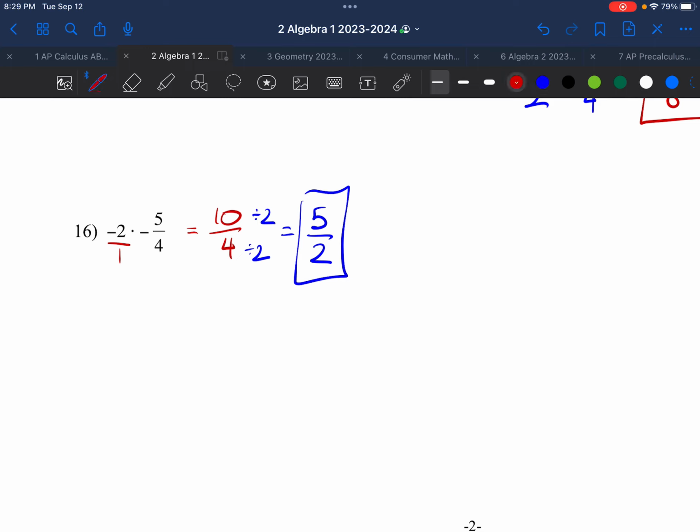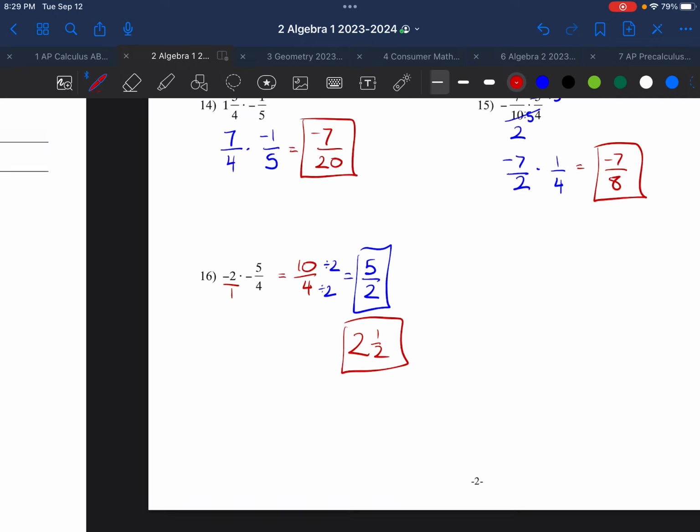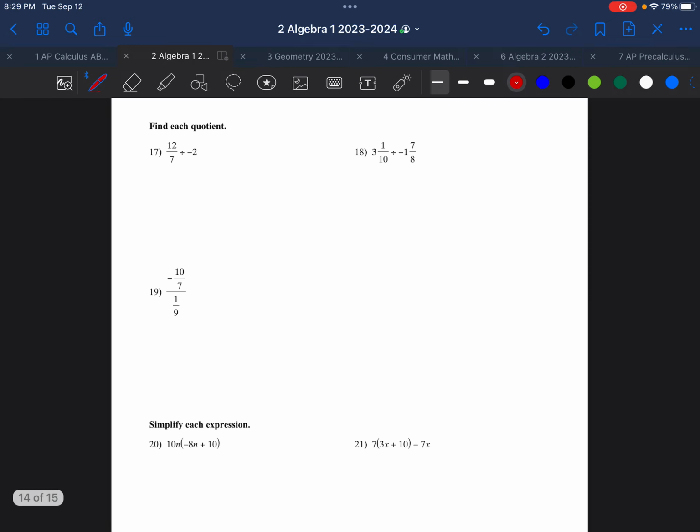A lot of people will say, well, no, Mr. Sandell, that's actually 2 and 1/2 to make it a mixed fraction. That's helpful for bakers, but in math class, I like improper fractions because it makes our life easier. But yeah, so if you say 2 1/2, I will give you full points. I'm not taking off any points. On to the last page. This is the last page, yes.